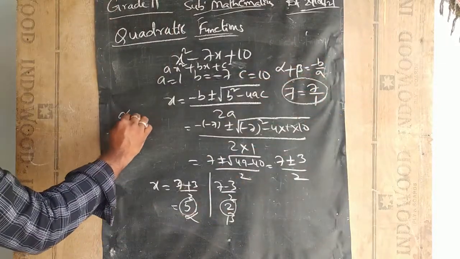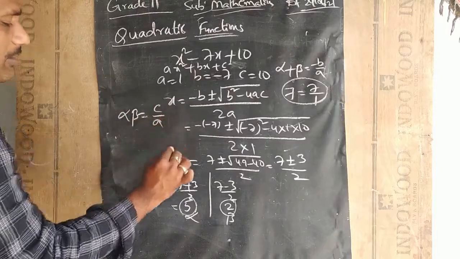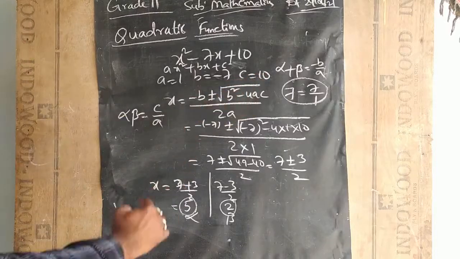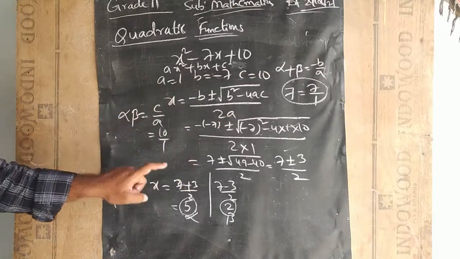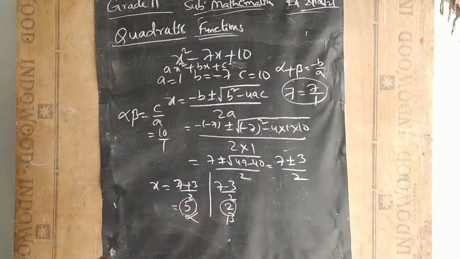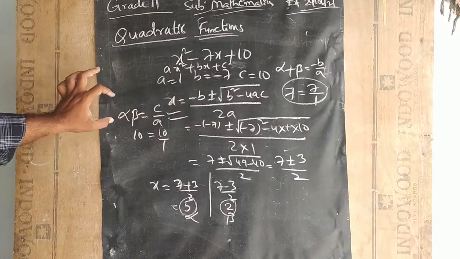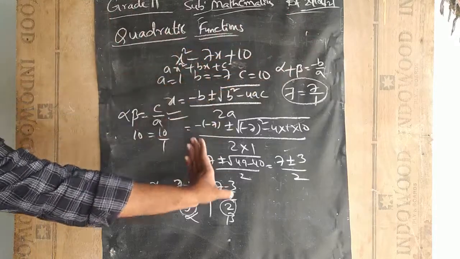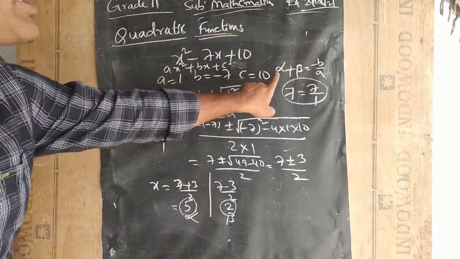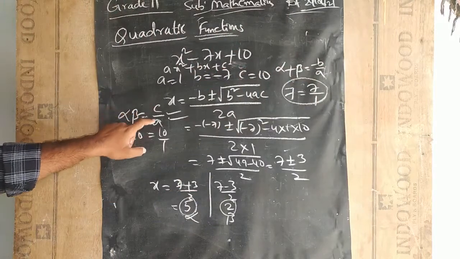Now, let us compare alpha into beta. Alpha into beta, what is the formula we have learned? c by a is the formula. What is our c by a value? 10 by 1. Let us compare this. Alpha into beta, multiply 5 and 2, how much? 10. So this is the formula. Means we are just checking whether this formula is suitable or not. For that reason I have taken an example and I am showing you. So alpha plus beta will match minus b by a, and alpha into beta will be c by a.